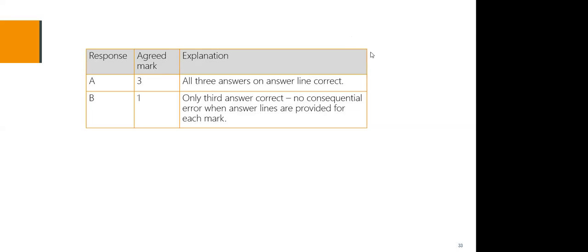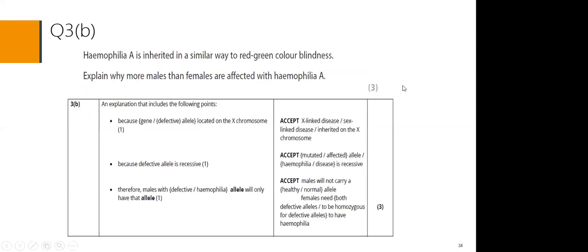Right, next question that we're going to look at is about haemophilia and the inheritance of haemophilia. So candidates are being required to apply their understanding of the inheritance of red-green colour blindness, which they will have learnt about as an example of an X-linked inheritance pattern. They're given information that says haemophilia is inherited in a similar way. They're asked to explain why more males than females are affected with haemophilia A.